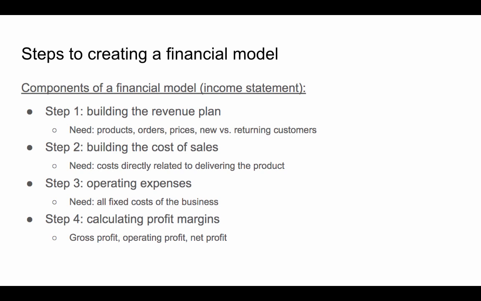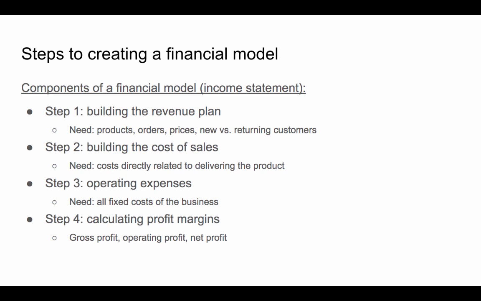There are a few components of a financial model. Step one is building the revenue plan. The revenue is the sales; it's the same word. To understand what the sales are going to be, you need to understand what products you're selling, how many orders of each product you expect, and what the prices of each product are. Then you need to understand new customers, returning customers, and any discounts or promotions, to build your actual sales.